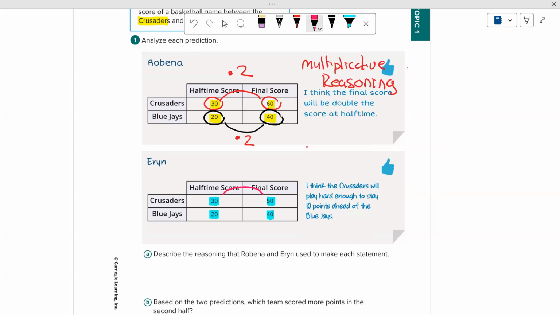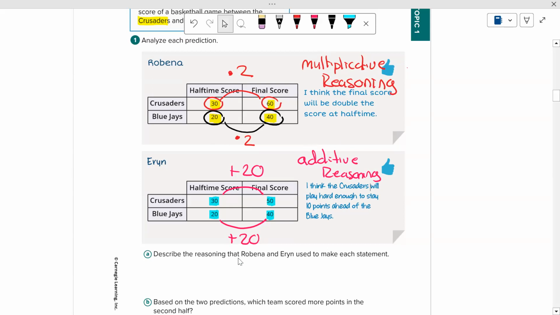How did 30 become 50? How did 20 become 40? Erwin was thinking about adding 20. 30 plus 20 is 50. 20 plus 20 is 40. So this is additive reasoning. So they have two different ways of approaching the answer. That's what they predict is going to happen.